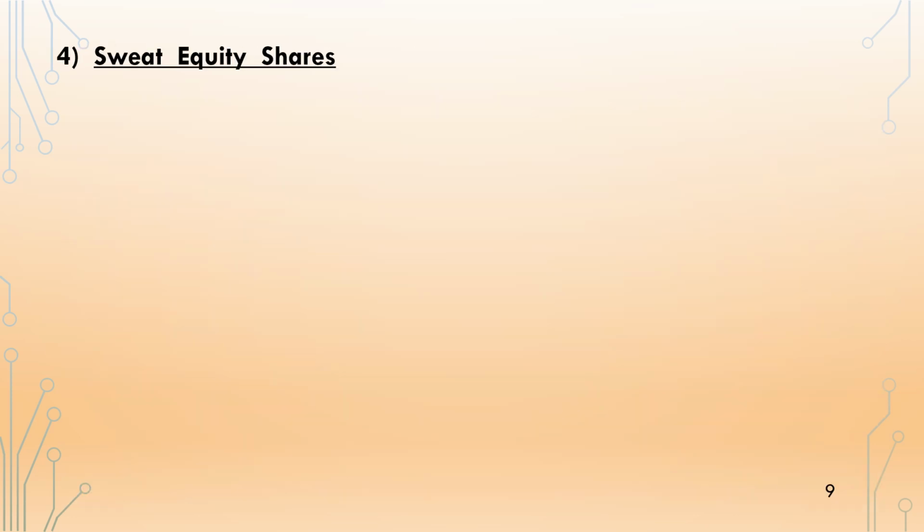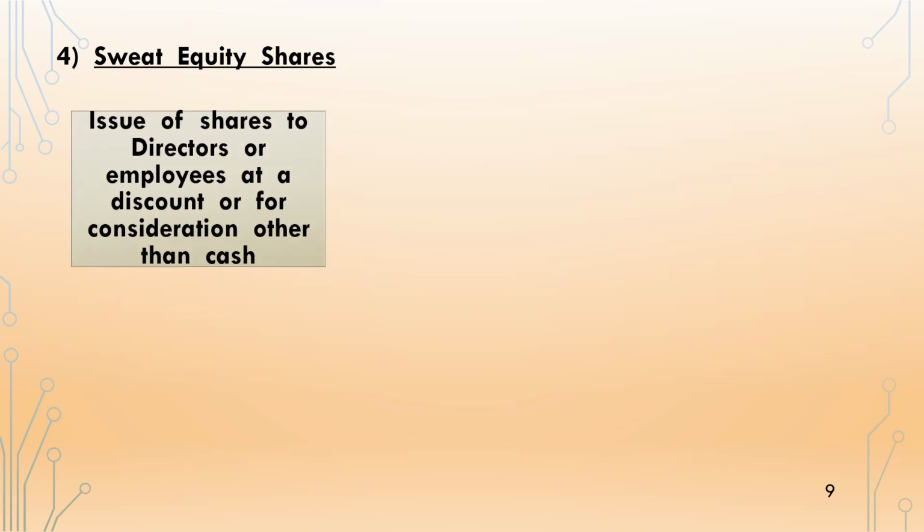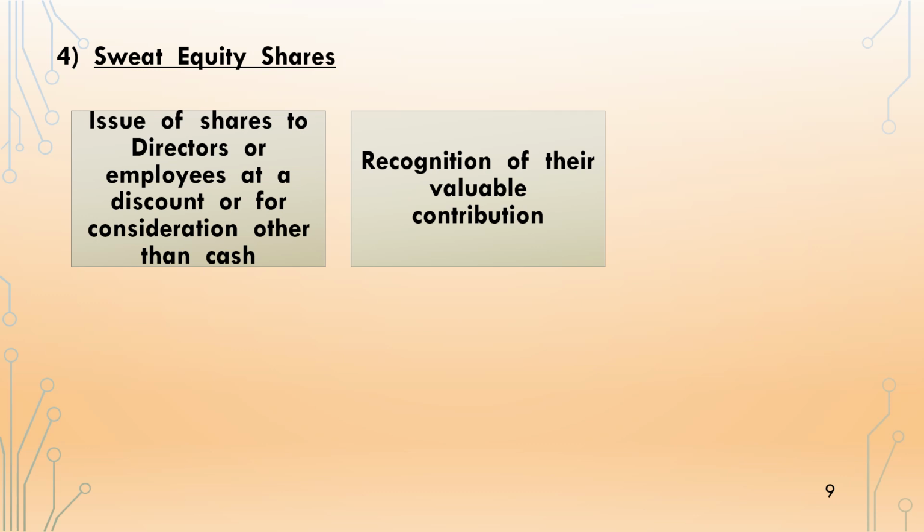The fourth method of issuing shares to the employees is sweat equity shares. Firstly, the shares which are issued to the directors or employees at a discount or for a consideration other than cash are called sweat equity shares. These shares are issued when the company recognizes the efforts and valuable contribution of its employees, that is, it realizes that it is due to the efforts of the employees that the company has earned increased profits, and in that case it decides to issue sweat equity shares to its employees.